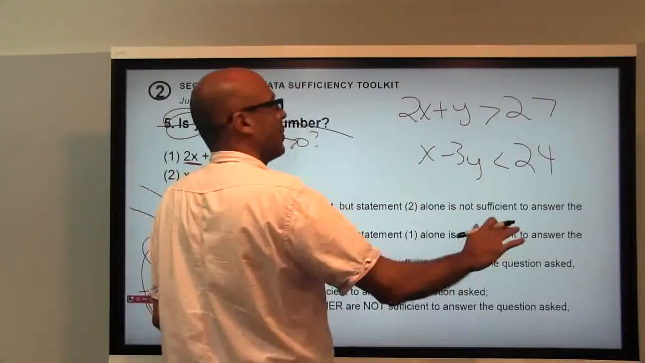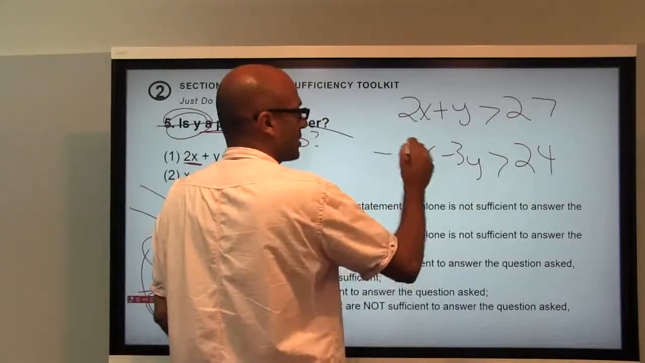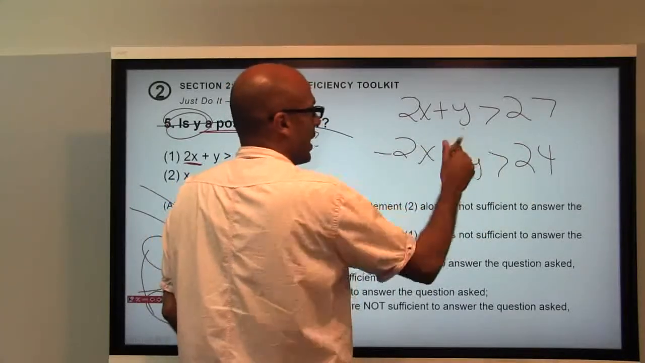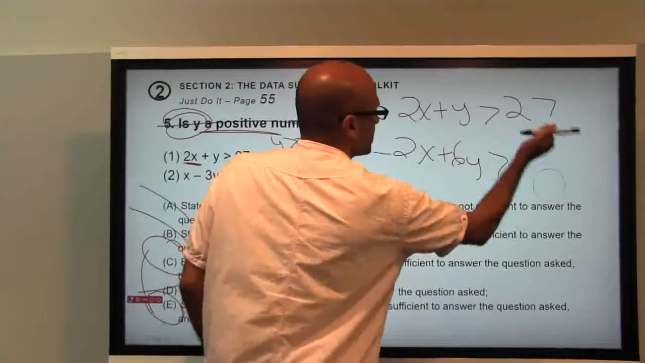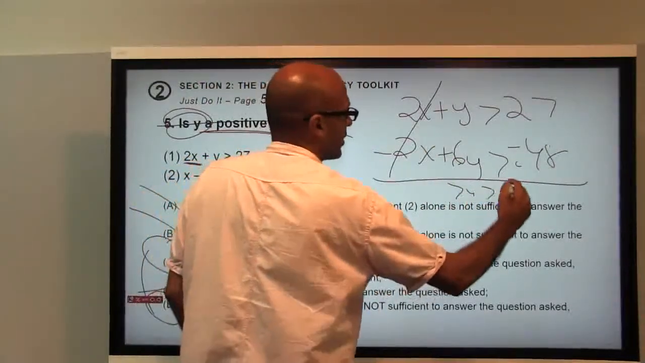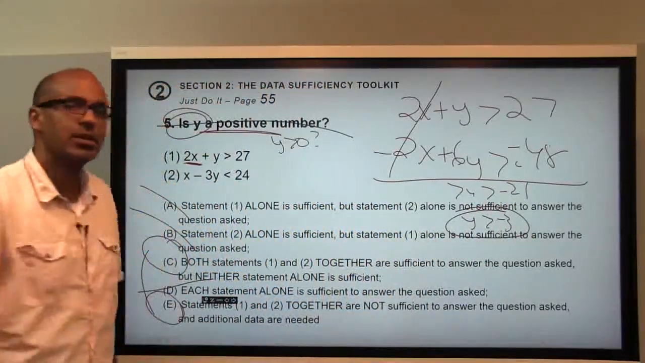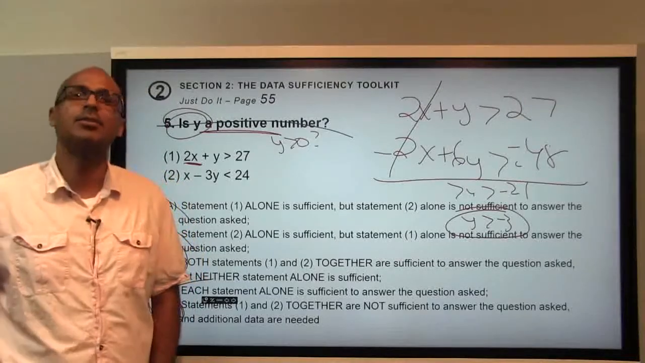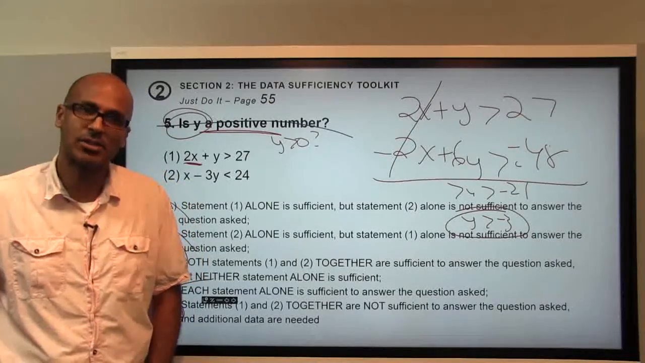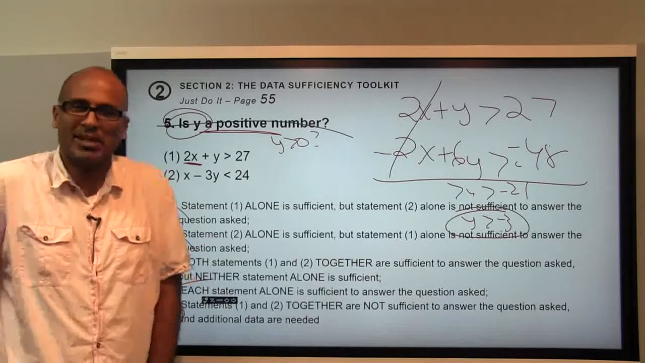You want to multiply by a negative because a negative will flip this direction. Then, of course, this becomes a negative 2x. This becomes a positive 6y. And this becomes a negative 48. Then what do you do? Add. 7y greater than negative 21. Y is greater than negative 3. You don't need 30 seconds to do that. That's just a gift from the GMAT gods. Basic algebra.